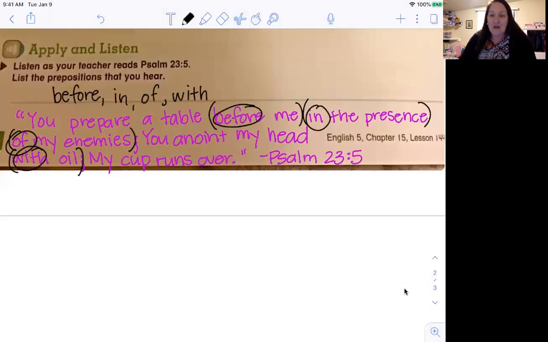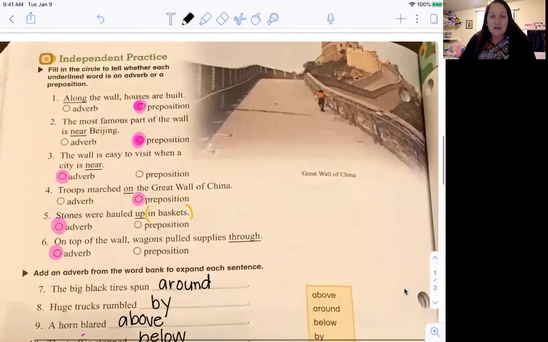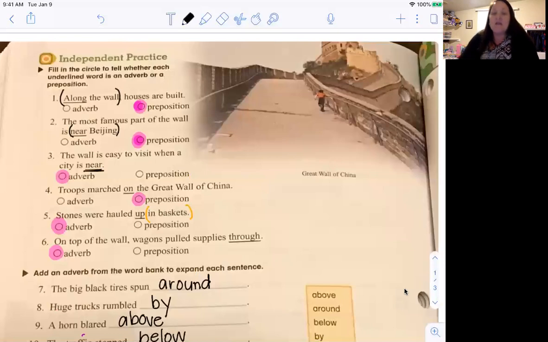Okay, hopefully you've paused, and now let's look at this. For your independent practice, it says fill in the circle to tell whether each underlined word is an adverb or a preposition. Number 1, along the wall, houses are built. So we knew it's a preposition because of, and I bet some of you have those prepositional phrases there, along the wall. Number 2, the most famous part of the wall is near Beijing. Near Beijing is a prepositional phrase. Number 3, the wall is easy to visit when the city is near. When a city is near. So we have near at the end of a sentence, and that's our key. It's got to be an adverb, right?